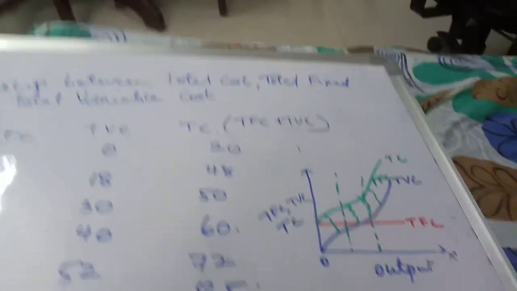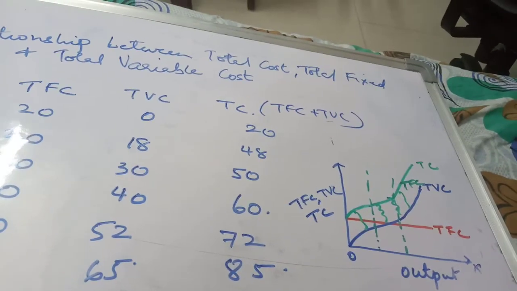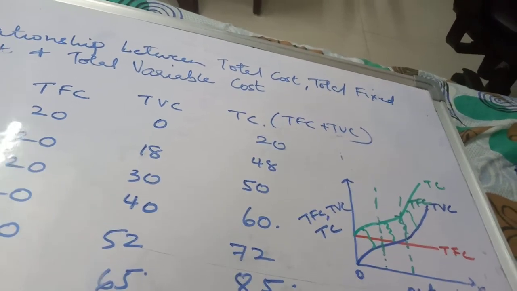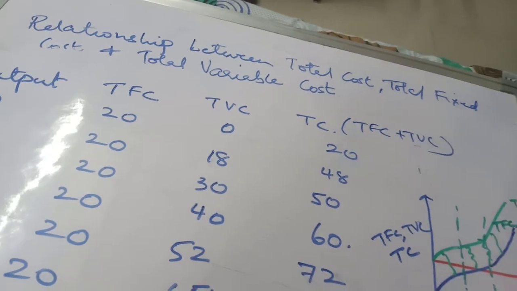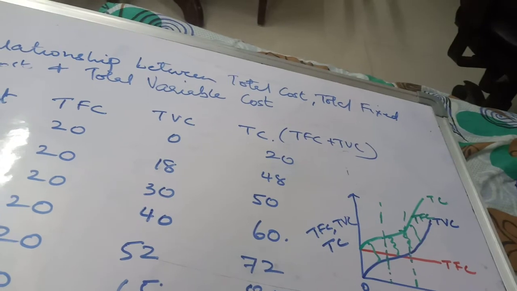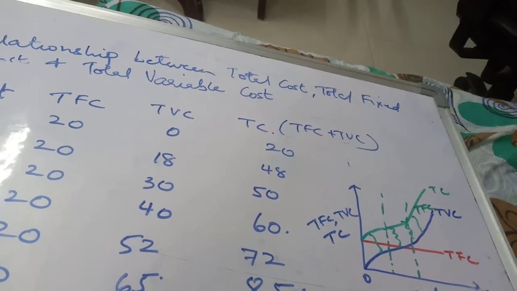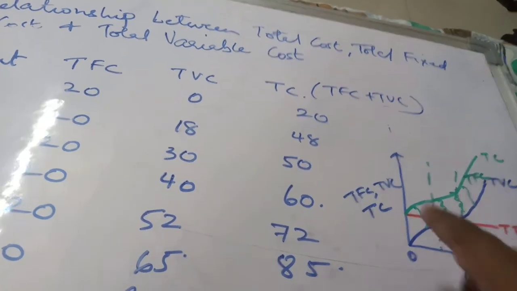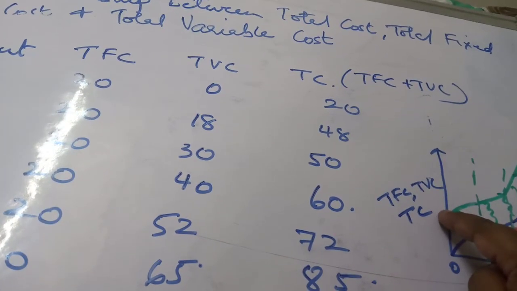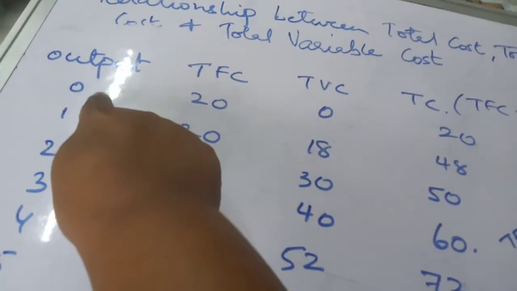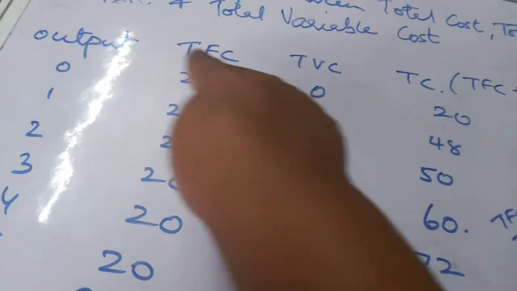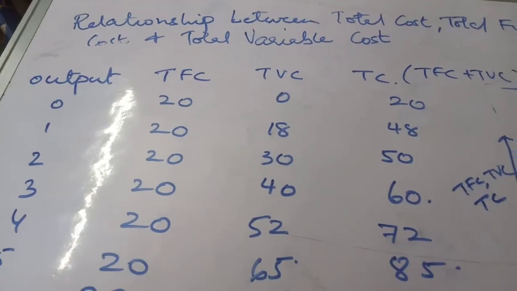Okay, so I'm going to tell you this diagram. Total cost at zero level of output is equal to total fixed cost, because there is no variable cost at zero level of output. Okay, so that is why your TC will start from TFC at zero level of output. Okay, at zero level of output TFC is 20, TVC is 0, so TC is 20 at zero level of output, which is equal to TFC.